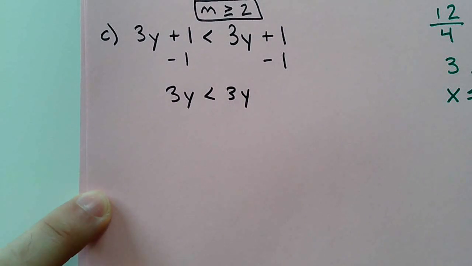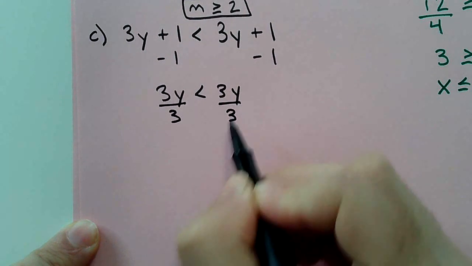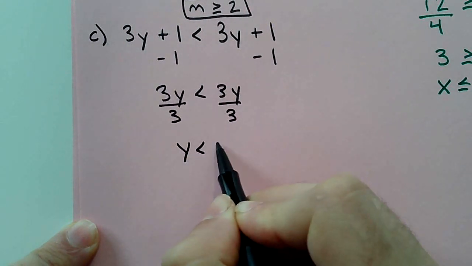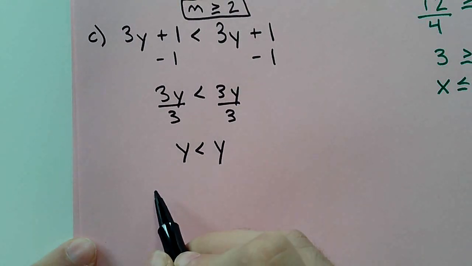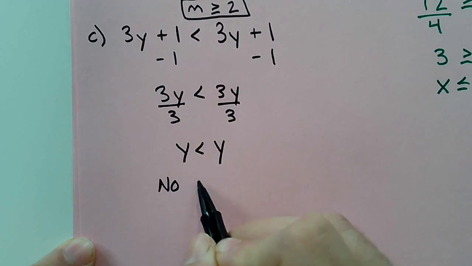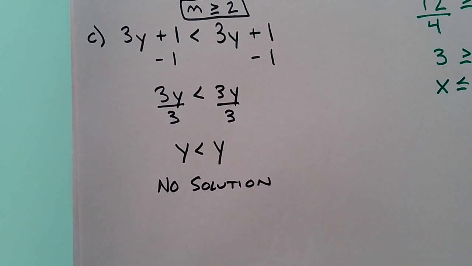Probably still thinking that still doesn't make sense. Divide by 3. y is less than y. Well, y can never be less than y. So this is going to be an inequality with no solution. No solution.